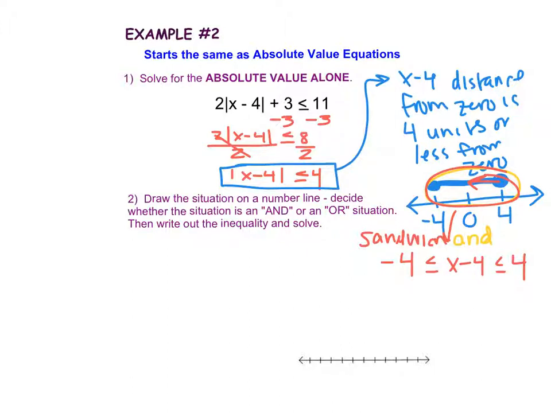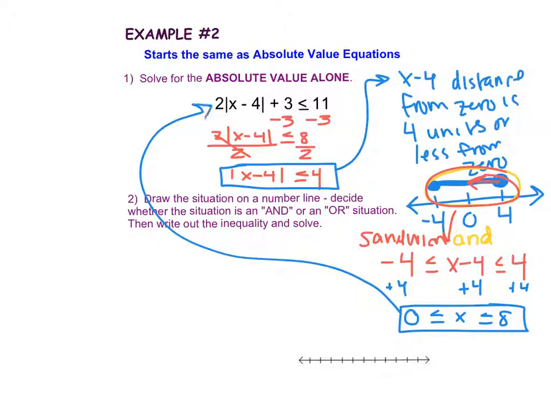And then from here I can solve this like any other compound inequality. So I'm going to add 4 to the middle, the right, and the left. So I get 0 is less than or equal to x, which is less than or equal to 8. And this represents all of my values for x that will make that original inequality true.